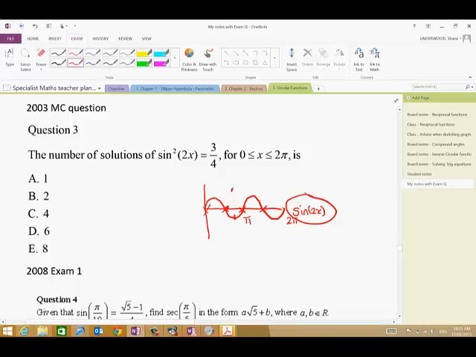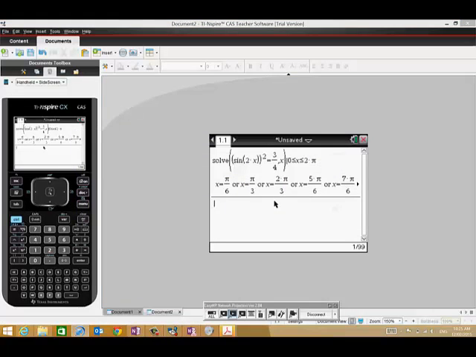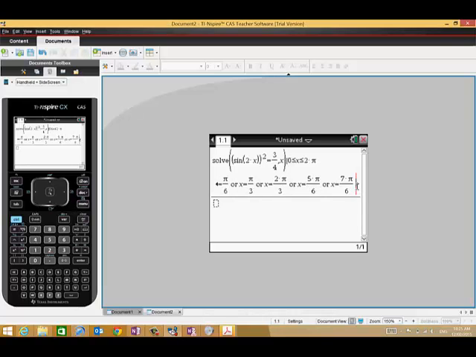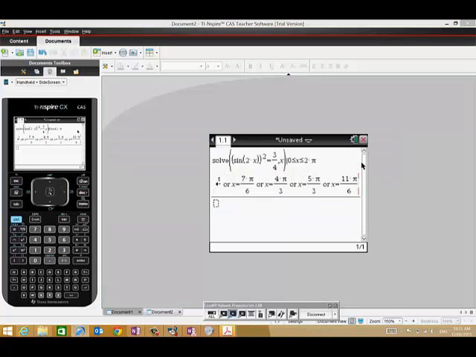But as it turns out, if we sketch that in our CAS calculator, you can see there that I solve for x, but be careful, within 0 to pi is going to tell us our 1, 2, 3, 4, 5, keep going across, 6, 7, 8. So the answer to that question was 8.